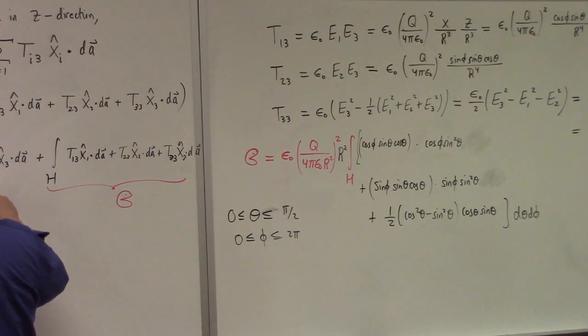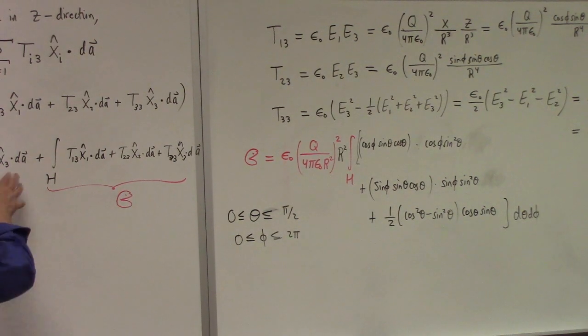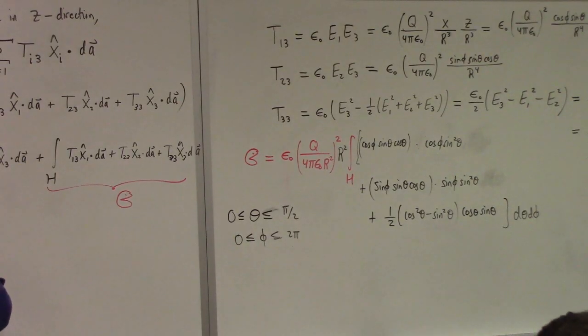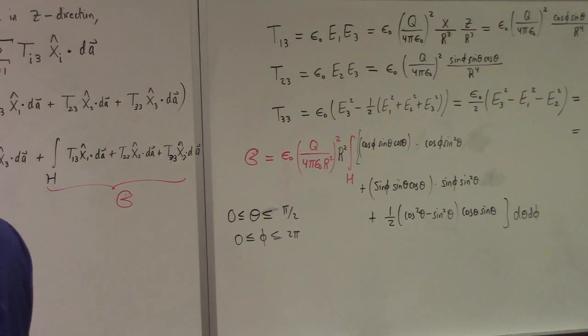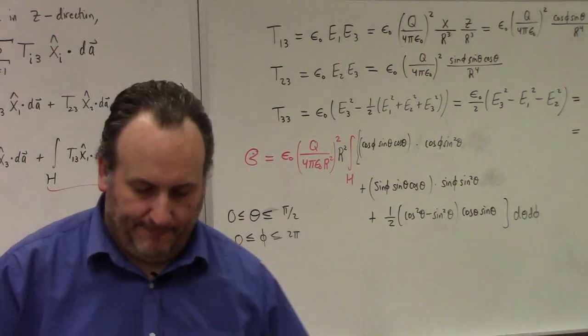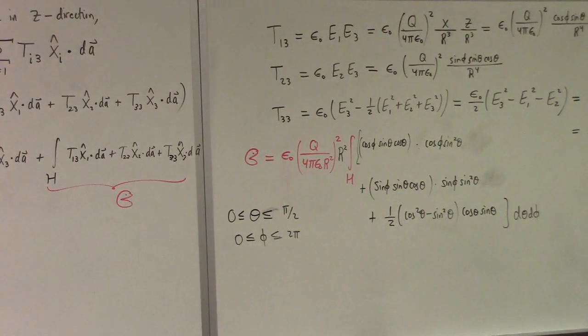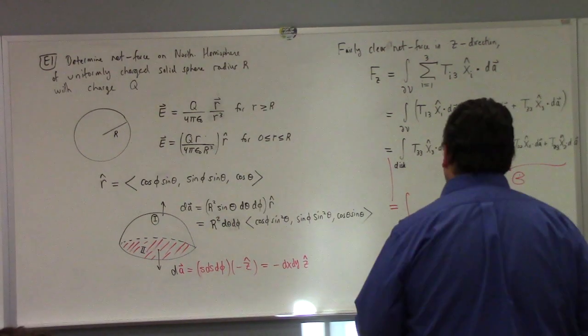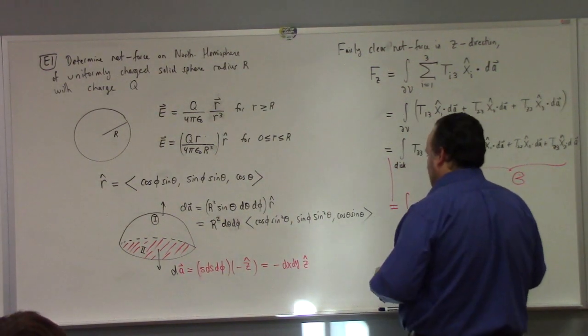And then we still have to do this piece over here, right? How would this look? What's T33 there? So T33 there, we would use the inside field for that one, right? So, all right.